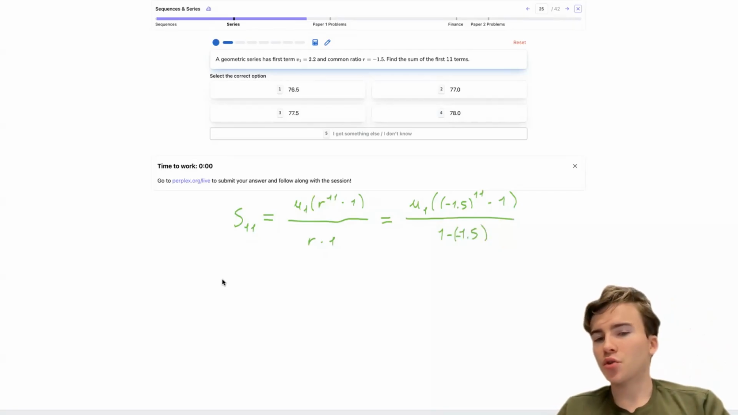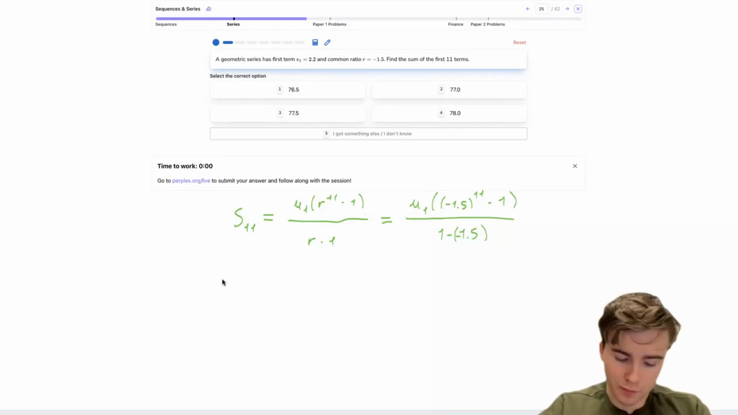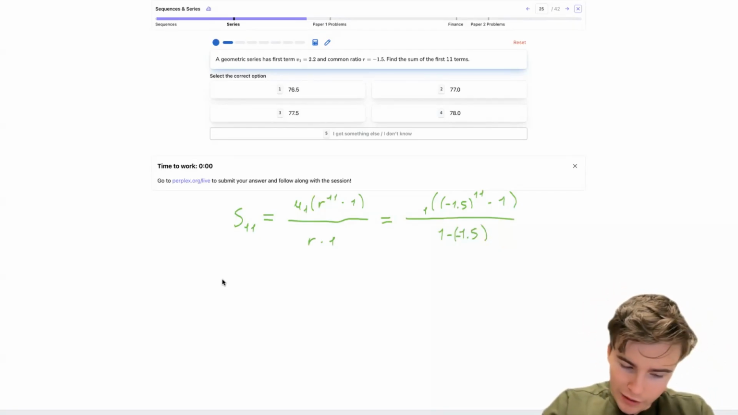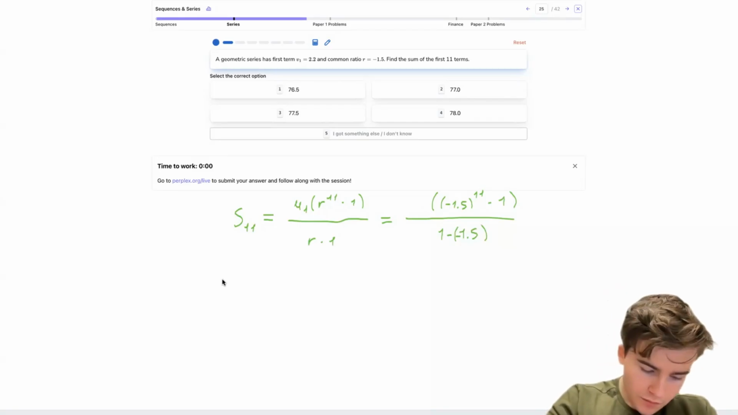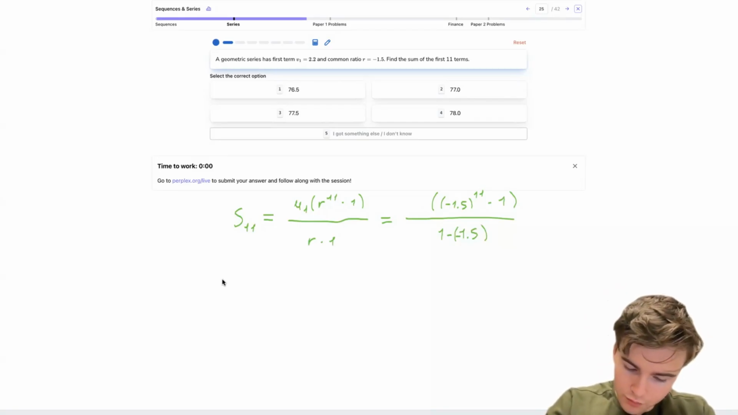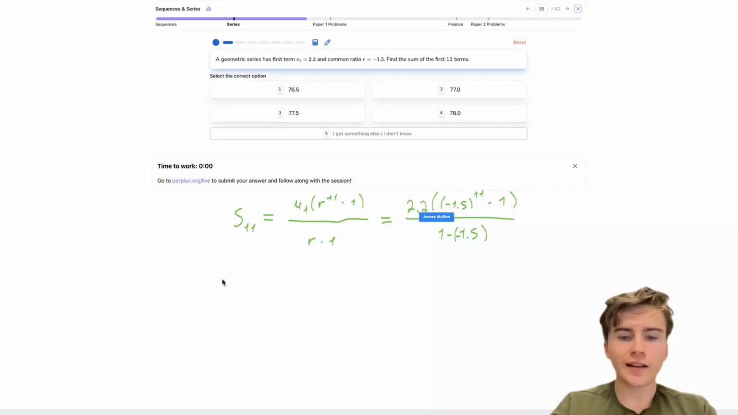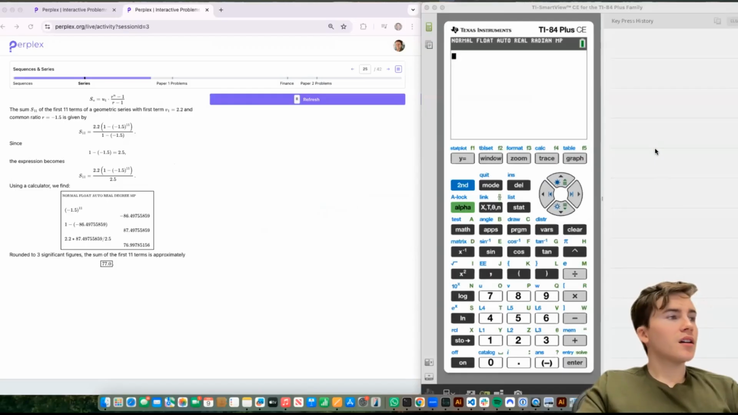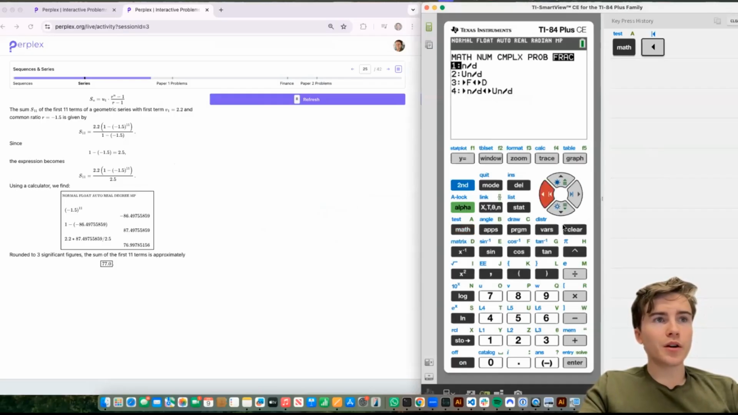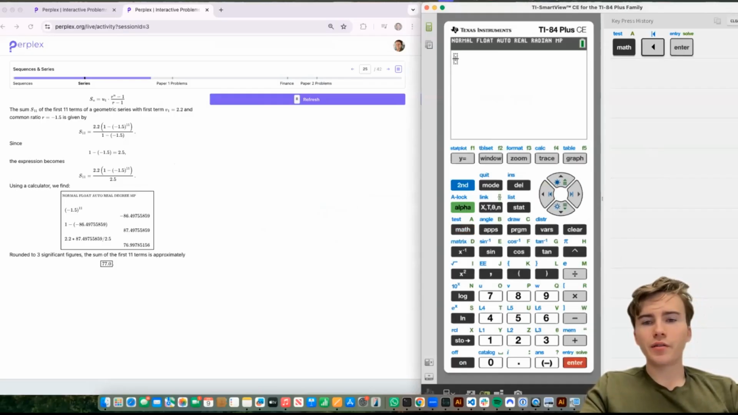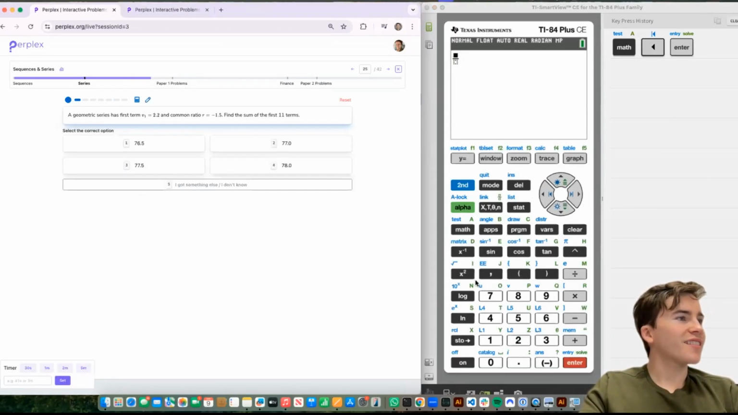Okay, so I can't do minus 1.5 to the power 11 by hand, so I'm going to use my calculator. I'm just going to replace this u1 with 2.2. And then we're going to do this on the calculator. So I'm going to switch the share over to the calculator screen. So I'm going to add a fraction. So I'm going to go to math, frac. It's just a little bit easier than writing things out with brackets and division. And unfortunately you can see the solution on the left, but whatever.